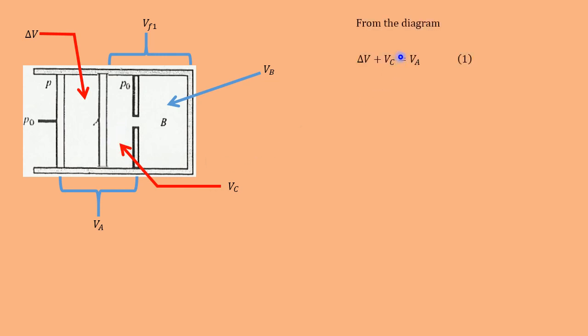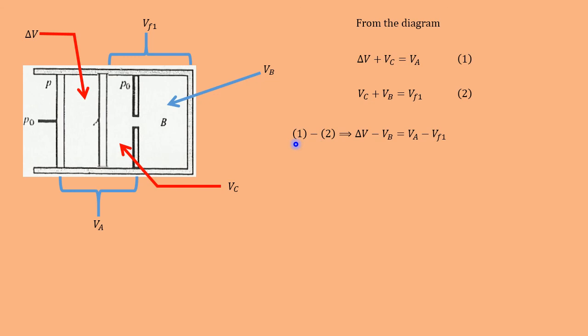Now from the diagram, we can see that delta V plus Vc equals Va. You can see that this volume plus this volume is supposed to give you Va. So delta V plus Vc must be Va. That gives us the first equation. Also, if you look keenly, Vf1 is given by this volume Vc plus Vb. If you add this volume and this volume, you should have Vf1.